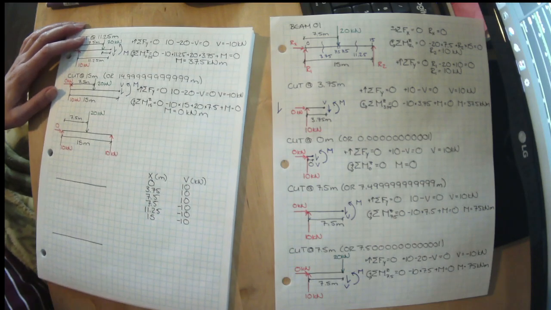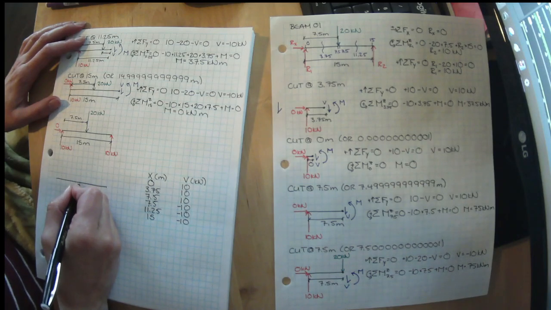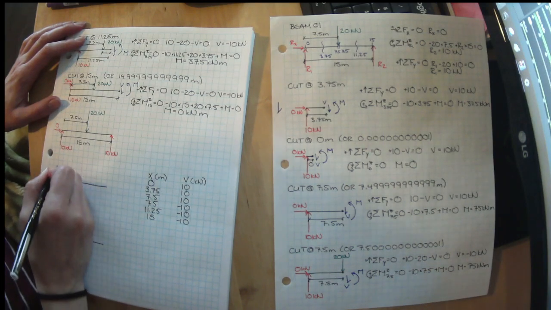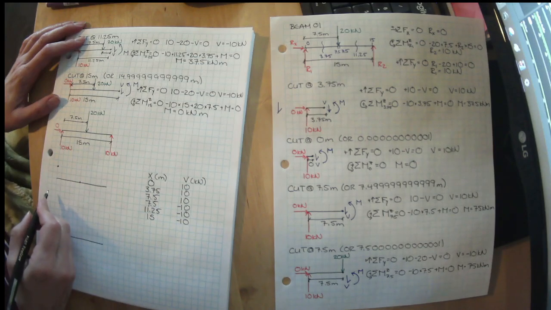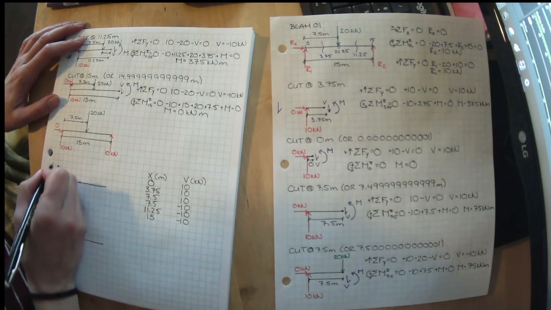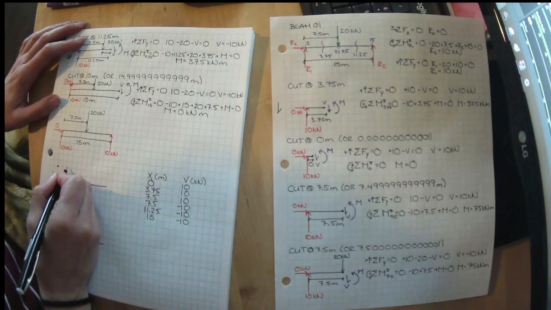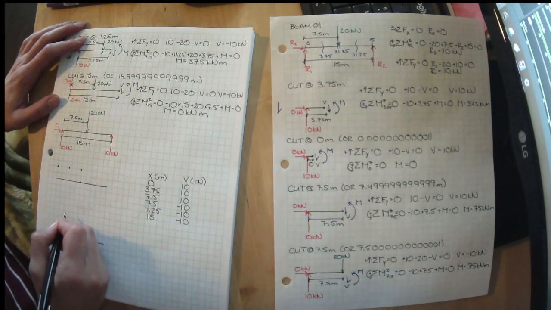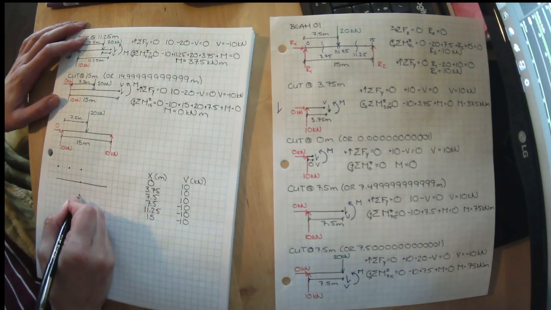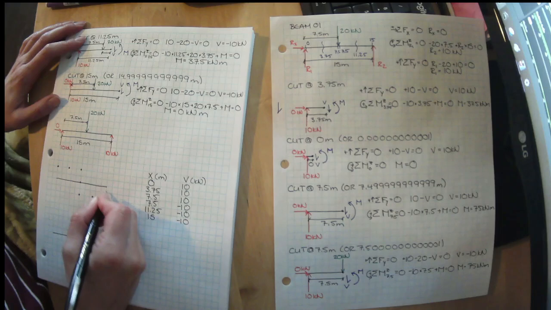I'm going to draw that for myself. I'm just going to see what that looks like. If I write my shear roughly to scale, that's 10 kilonewtons, and that's 10 kilonewtons, and that's 10 kilonewtons, with a shift right here down to minus 10 kilonewtons.